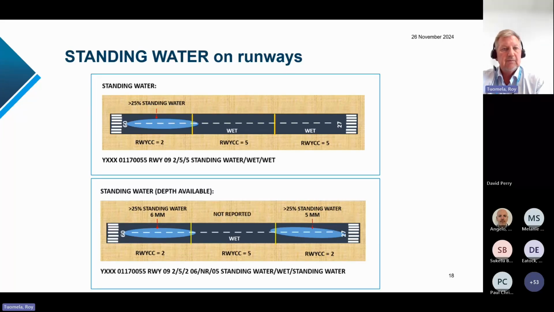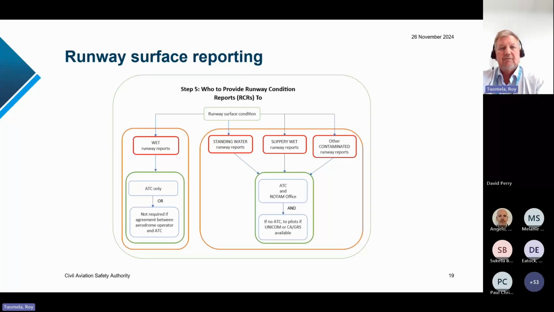Next one. So this is how or who to make the runway condition reports to. As I said, wet runways, it's only at controlled aerodromes, and the other surface conditions are reported to ATC if they're present, and the NOTAM office. So for non-controlled aerodromes, you'll only be reporting it to the NOTAM office.